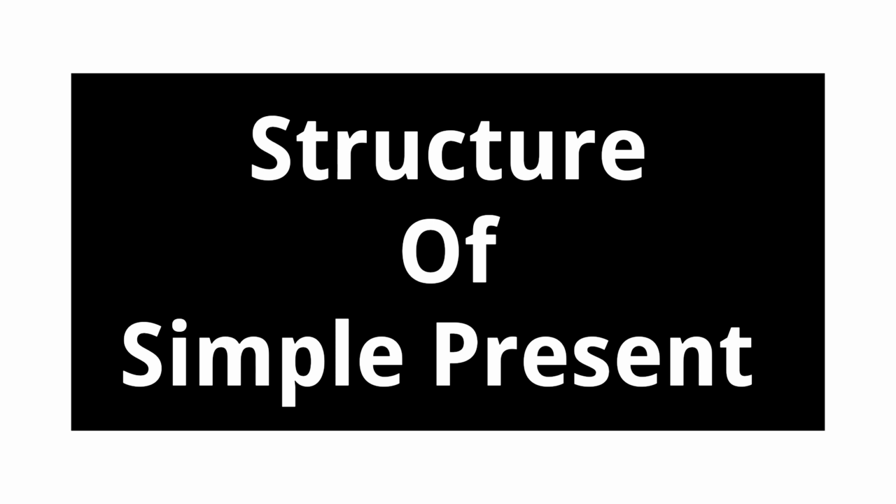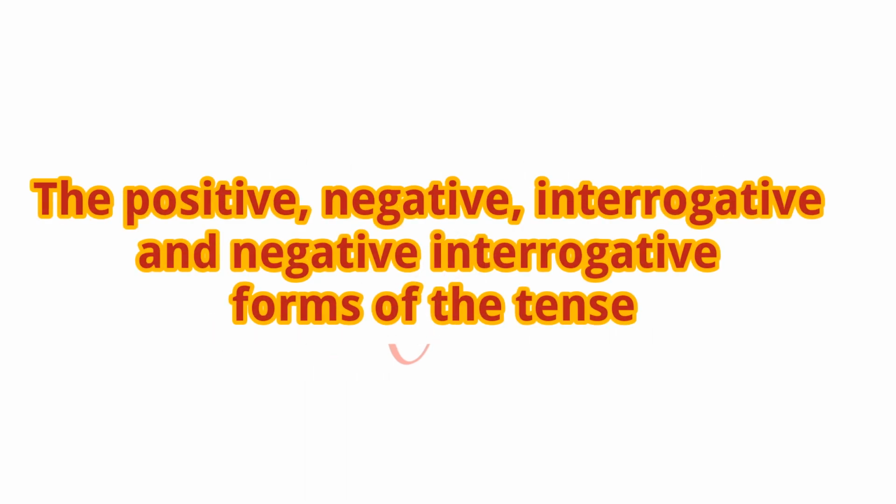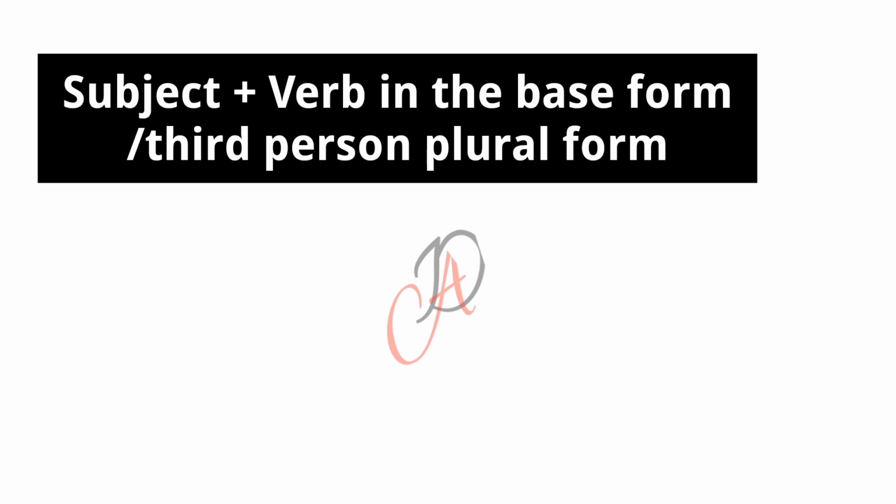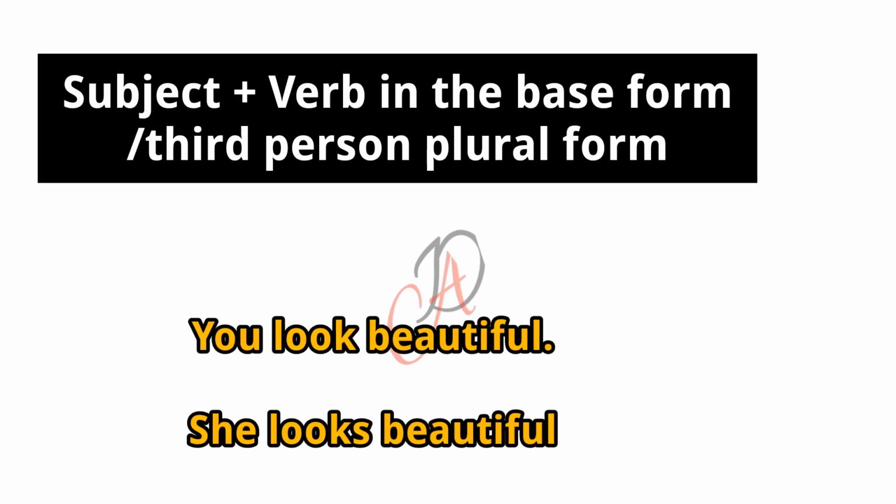To understand the structure of simple present tense, we need to understand the usage of this tense in four different forms, that is, in positive sentence, negative sentence, interrogative sentence, and negative interrogative sentence. Okay, let's understand each of them in detail along with suitable examples. The structure of simple present tense in positive sentence is subject plus verb in the base form or third person plural form. For example, you look beautiful or she looks beautiful.